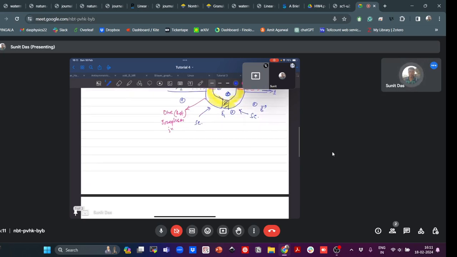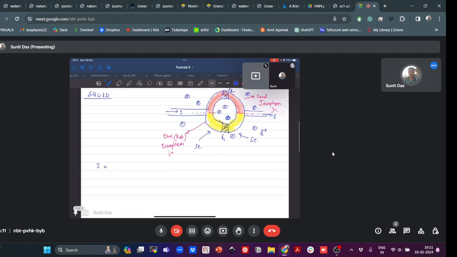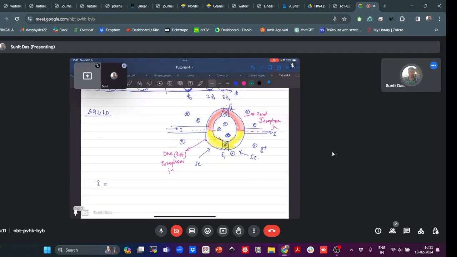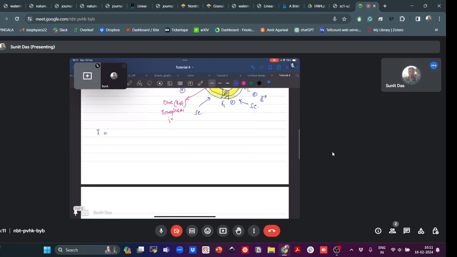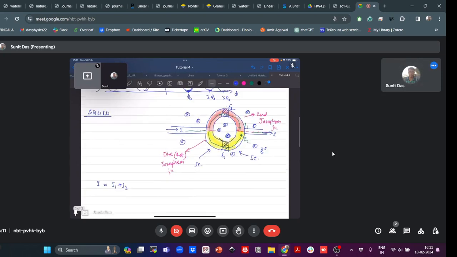Then we can write I equal to, so what will really happen? I have current I, and then in this way there will be, let's say, I1, and in this path there will be I2, right? Then they will again add up, which will give rise to the current I. So current I will be I1 plus I2.